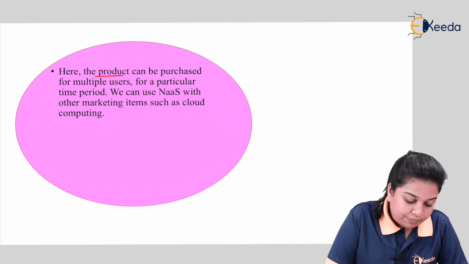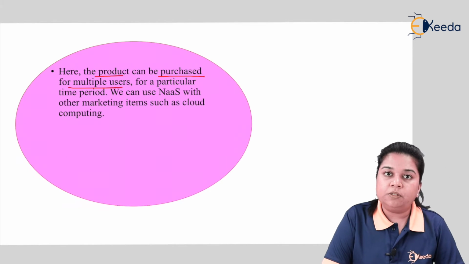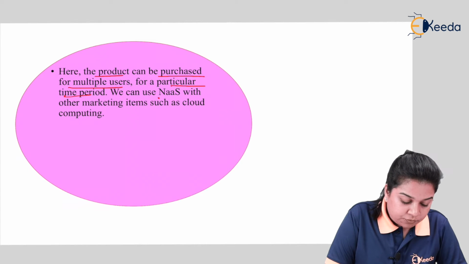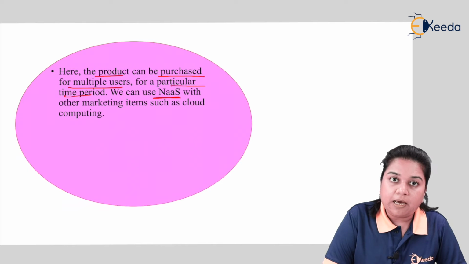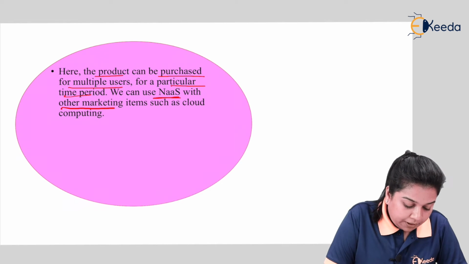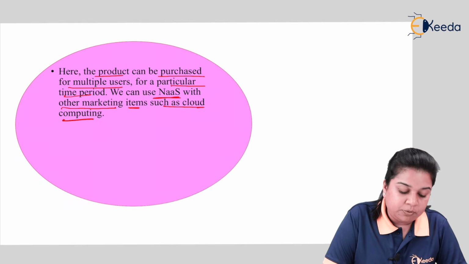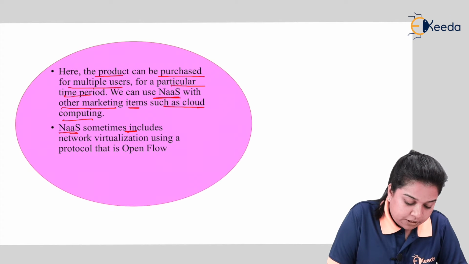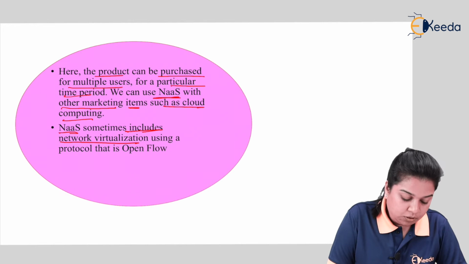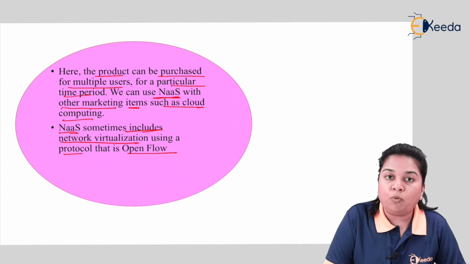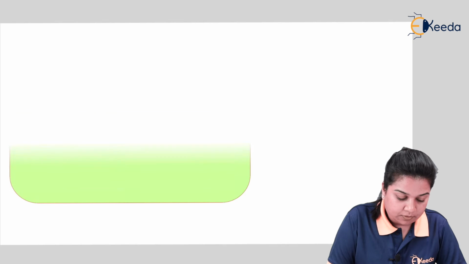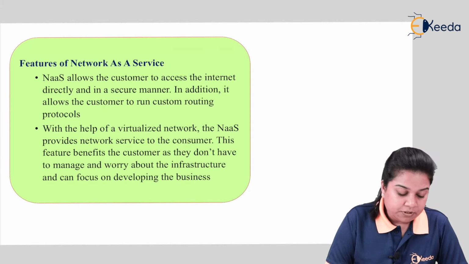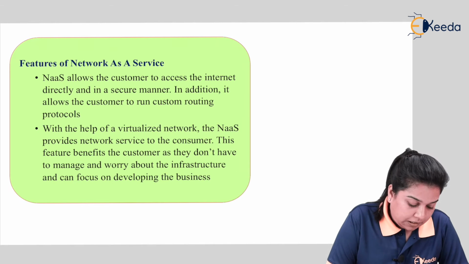Here, the product can be purchased for multiple users for a particular time period. We can use networking as a service with other marketing items such as cloud computing. Networking as a service sometimes includes network virtualization using a protocol that is OpenFlow. What are the features of networking as a service? Some of them are here.